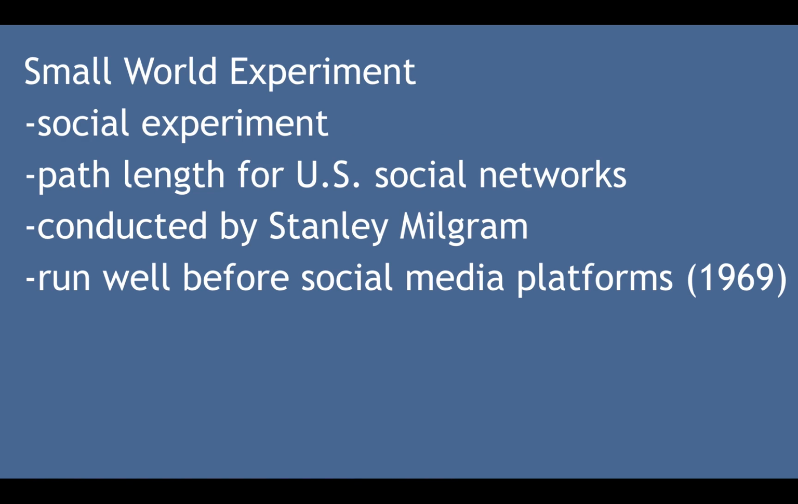This lecture is focused on the idea of the small world experiment, which was done many, many years ago, but it's a bit of an iconic social science experiment. Its focus is on the path length for US social networks at the time, back before social media, but conducted by the great Stanley Milgram, who was quite a social scientist. It was run well before social media platforms came into existence. It was in fact done in 1969, so it's an oldie but a goodie, as they say.